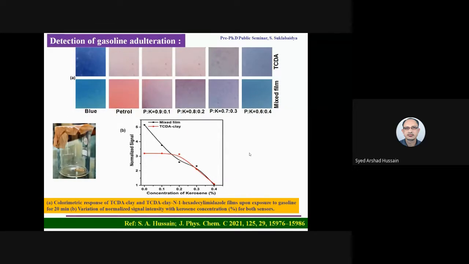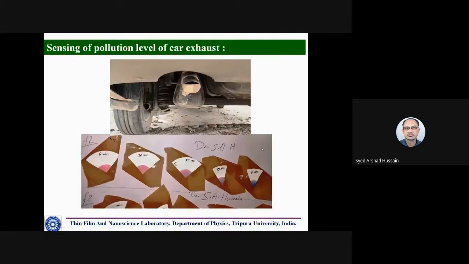So we mixed kerosene with the petrol and exposed our sensor to this adulterated gasoline, and you see the color change. You see the normalized signal intensity decreases linearly with increase in kerosene within the gasoline. That means it can give you an idea, yes, kerosene is there in the gasoline. Similarly, we tried to have an idea about the exhaust level, the pollution level in the car exhaust.